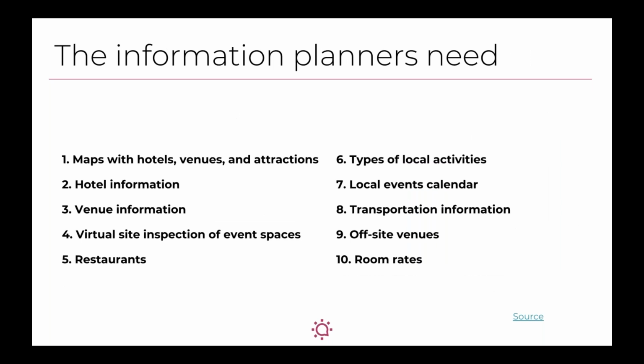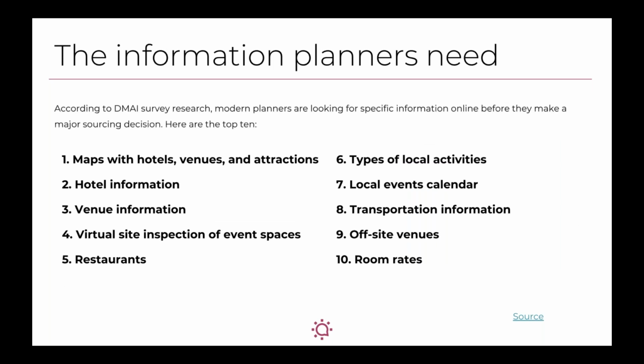So we also did a little research on the information that planners need to see in order to contact a venue. This is a DMAI survey. Modern planners are looking for specific information online before making a sourcing decision. The top 10 are below. I'm not going to read them all, but some of these are familiar and some of these may surprise you.